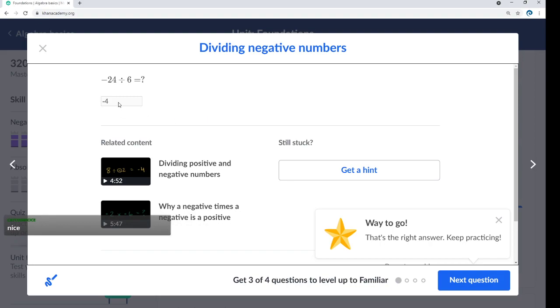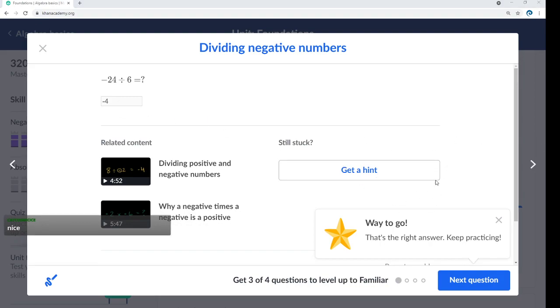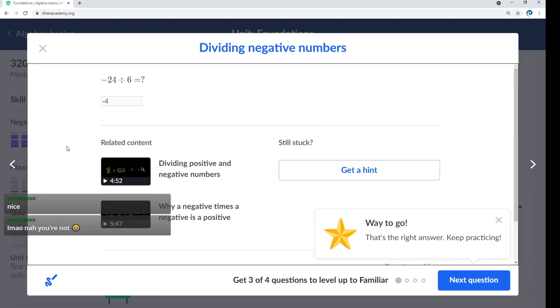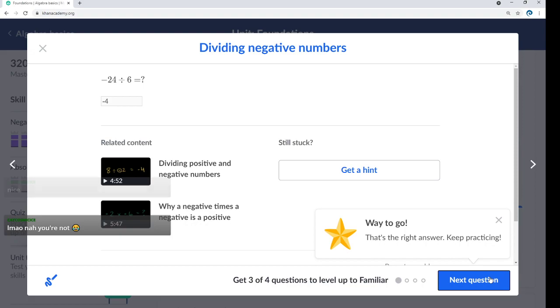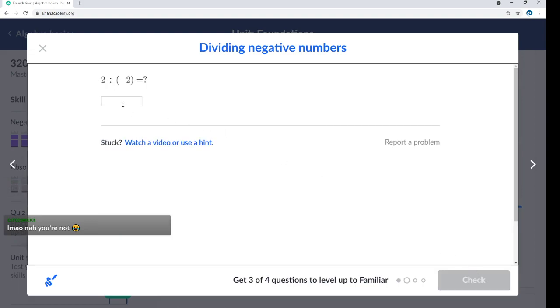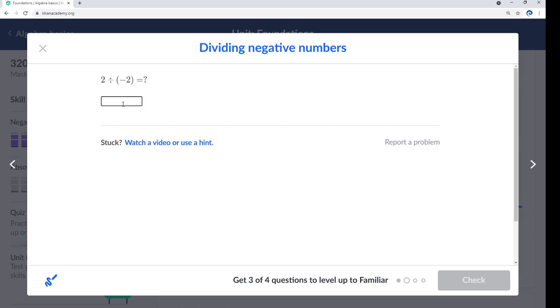Okay. So I do not have the chat on the screen all the time, but I'm gonna go back and forth and check it out. Okay, so 2 divided by negative 2. That's 1, right? Or you can't divide by, oh gosh, I don't remember all of this division stuff. I'm gonna say it's 1. 2 divided by negative 2 is 1.